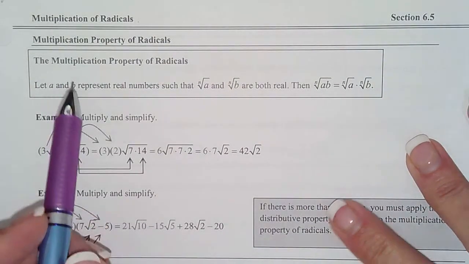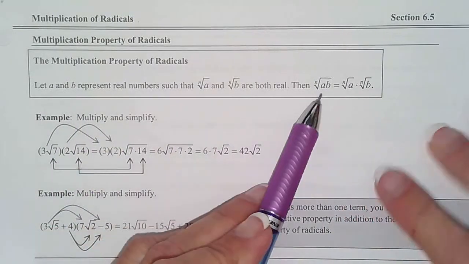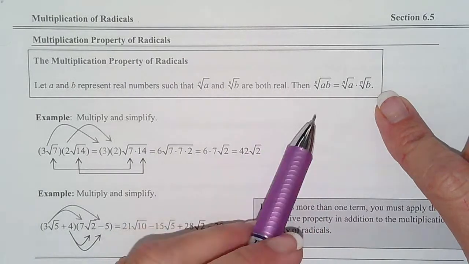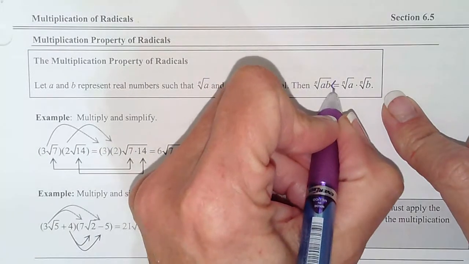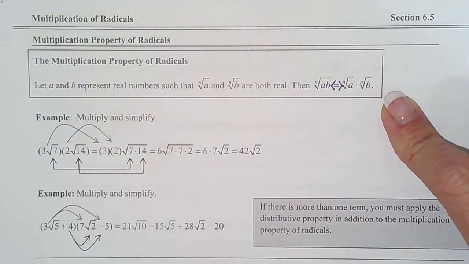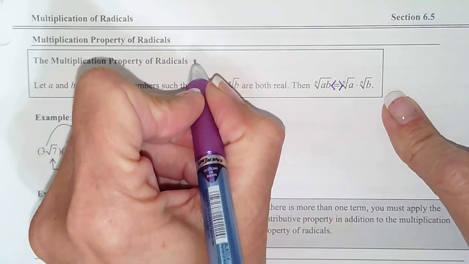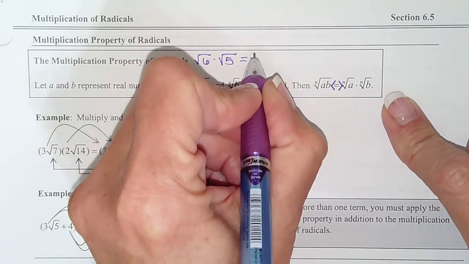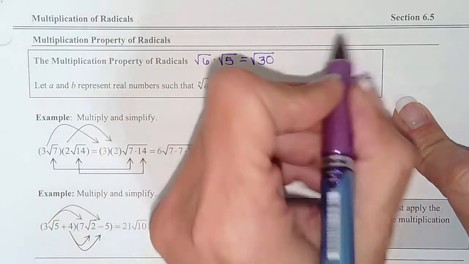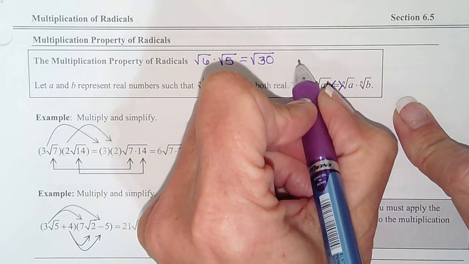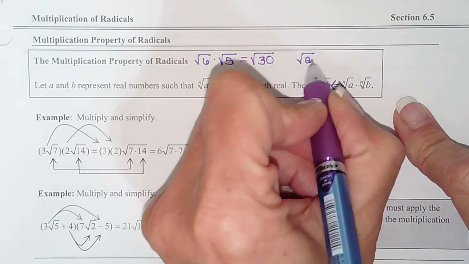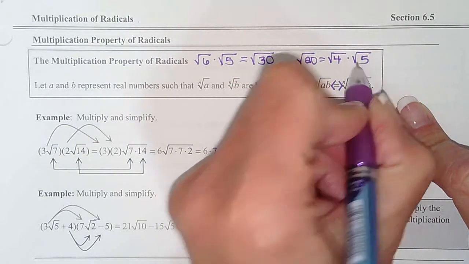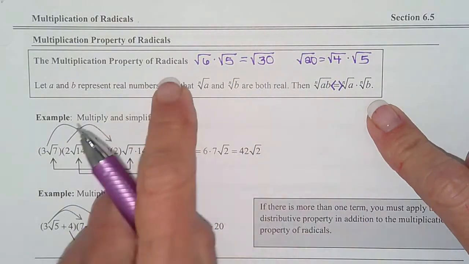So let's talk about the multiplication property of radicals. What this property says is that you can take a radical and break it into two separate pieces. It's actually a double arrow. It goes both ways. So I could say square root 6 times square root 5 equals square root 30. Or I could take square root 20, let's say, and break it into square root 4 times square root 5. So that's what the double arrows mean. You can go both ways.